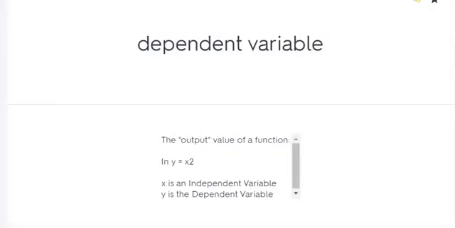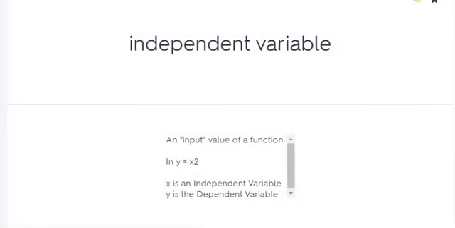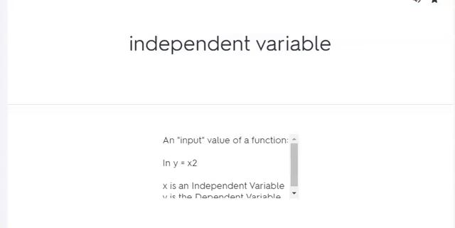Dependent variable: the output value of a function. In y equals x squared, x is an independent variable, y is a dependent variable. Independent variable: an input value of a function. In y equals x squared, x is an independent variable, y is a dependent variable.